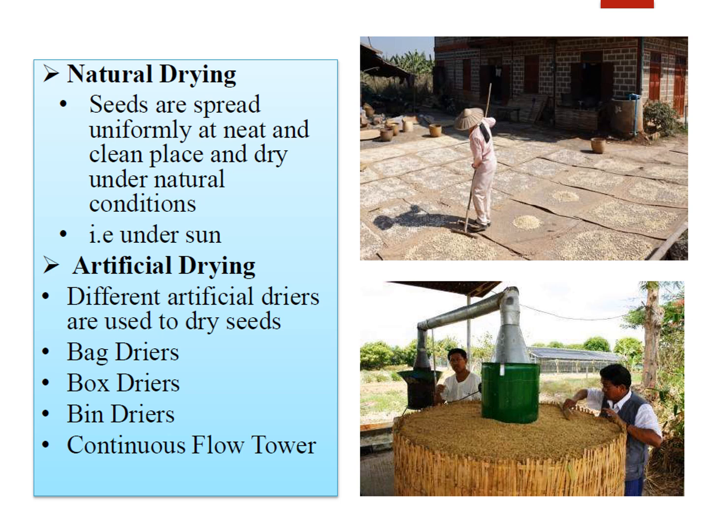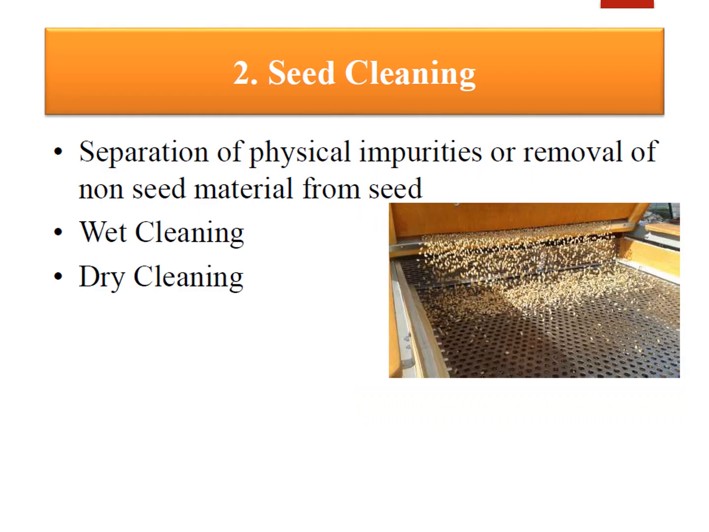There are two types of drying, natural drying and artificial drying. In natural drying, seeds are spread uniformly at a neat and clean place and dried under natural conditions, that is, under the sun. In artificial drying, dryers are used for the drying purpose. Seed cleaning. Separation of physical impurities or removal of non-seed material from seed. Wet cleaning and dry cleaning.